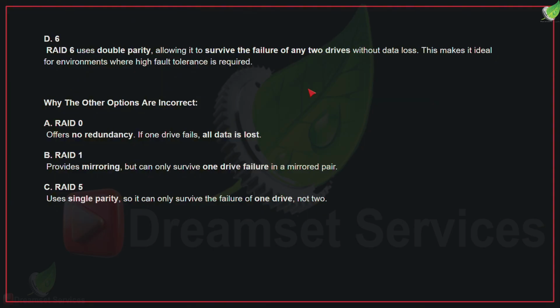A. RAID 0. This offers no redundancy. If one drive fails, all data is lost. B. RAID 1. This provides mirroring, but can only survive one drive failure in a mirrored pair. C. RAID 5. This uses single parity, so it can only survive the failure of one drive, not two. Therefore, the correct answer is D, 6.